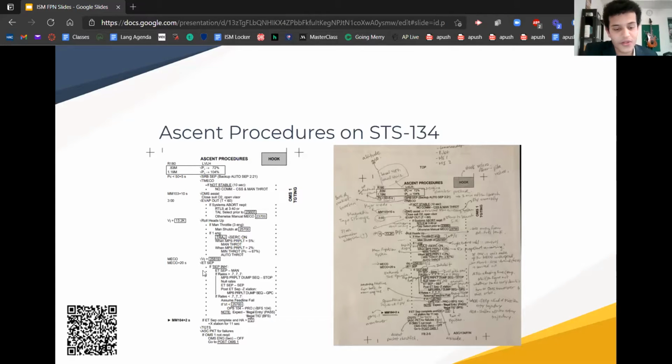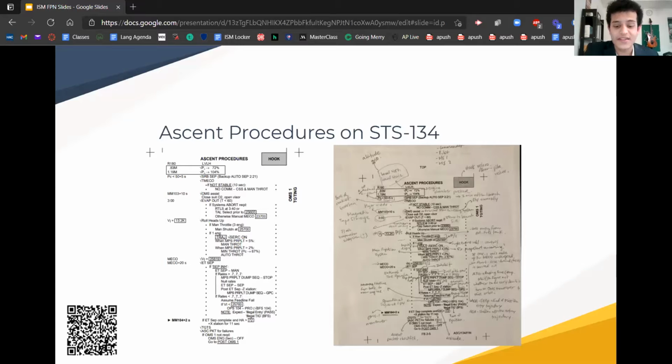And soon after MECO, we do the external tank separation, and we have further instructions for the crew on what to do if the separation is inhibited or it needs to be done manually, how to dump the propellant, how to carry out the propellant dump sequence, and things like that. So it goes on, and then by the end of it, we go to the next maneuver, which is the OMS 1 maneuver, and our ascent is complete. So that is a synopsis of the ascent procedures that I looked into.